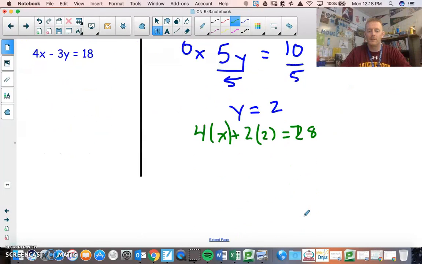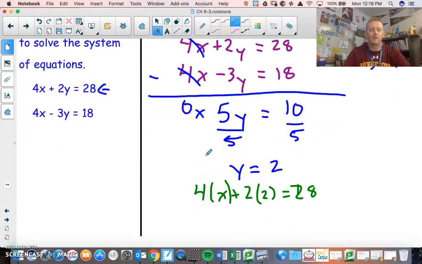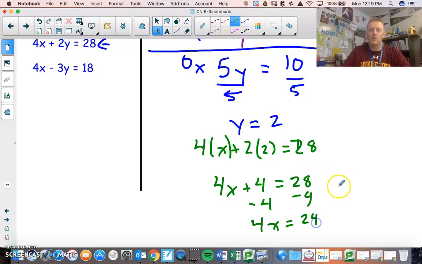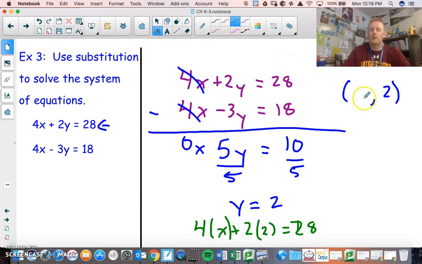Get some more space here for us. Now when I do this math, we get a 4x, plus 4 is equal to 28. We subtract the 4, and 4x is equal to 24, which means x is equal to 6. So then we plug that in, our ordered pair answer is (6, 2).